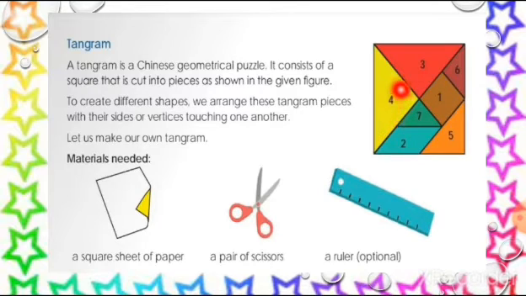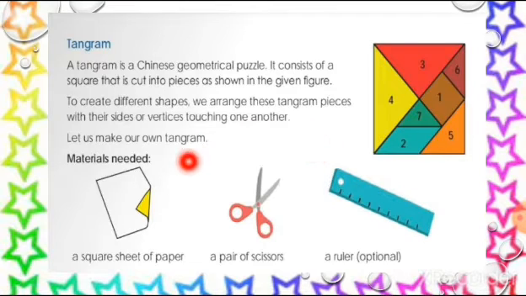Okay, and to create different shapes, we arrange these tangram pieces with their sides or vertices touching one another. So let's check how to make the tangram pieces first. After making the tangram pieces, we can make many shapes like birds, cats, ducks and all that by using these tangram pieces. Are you interested, children?